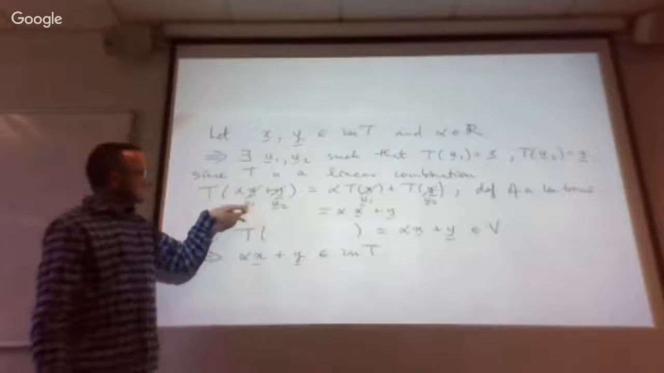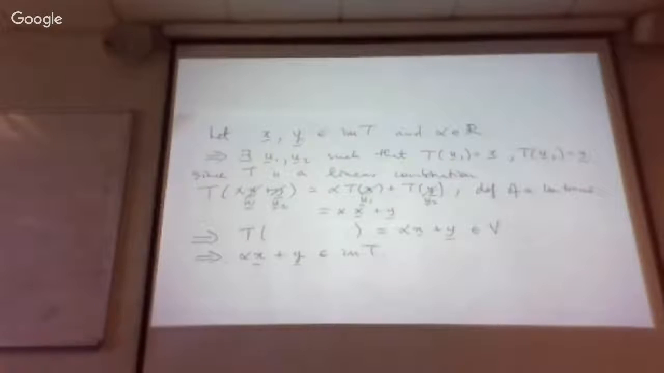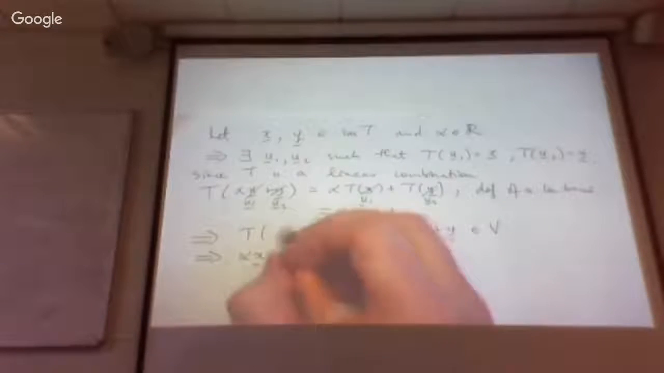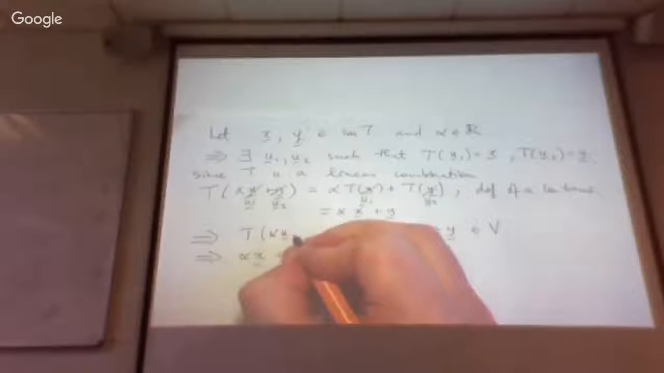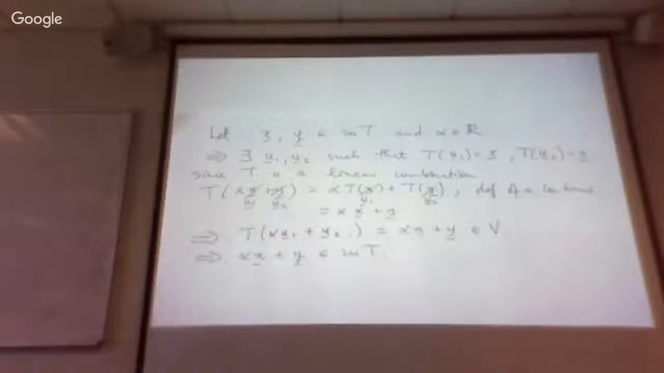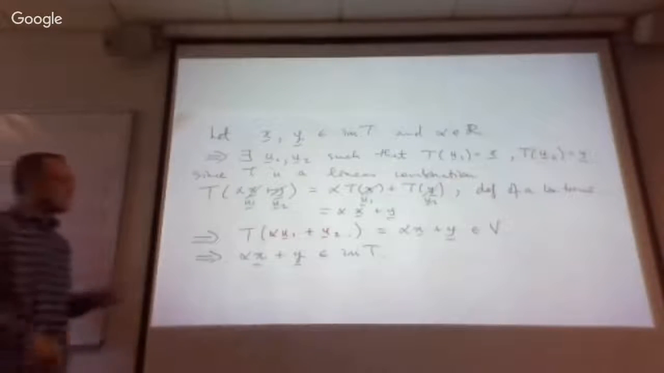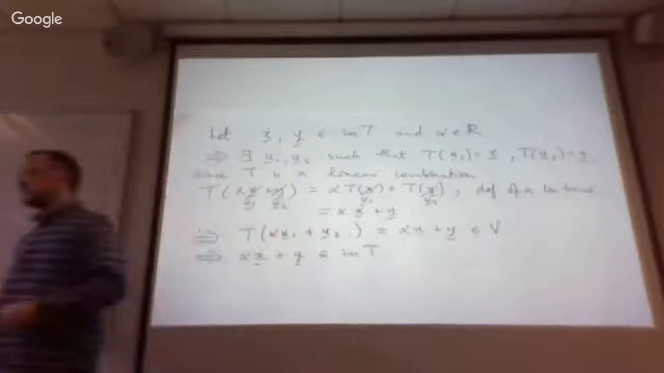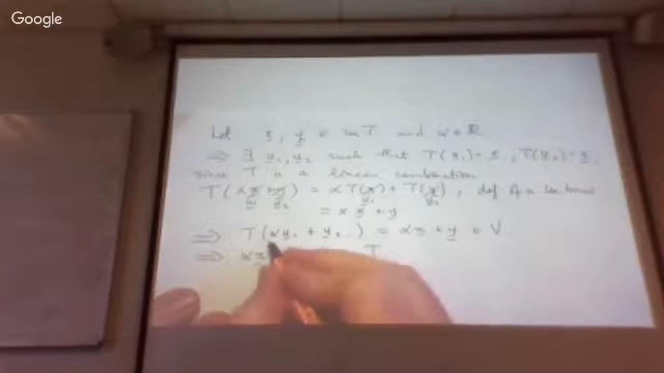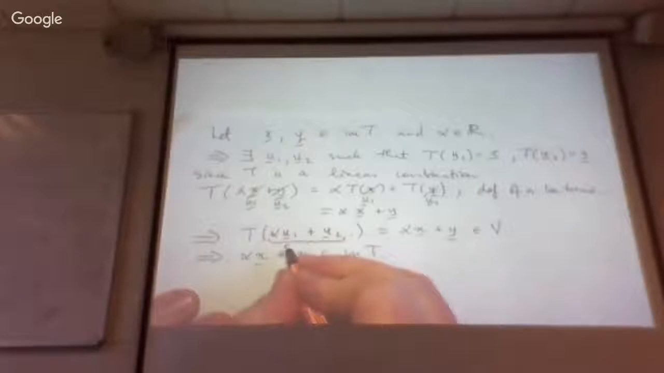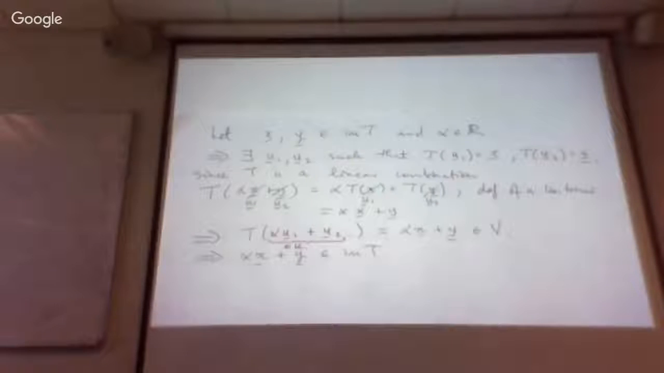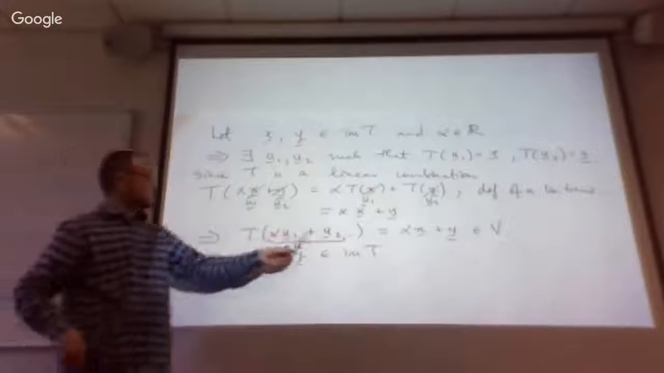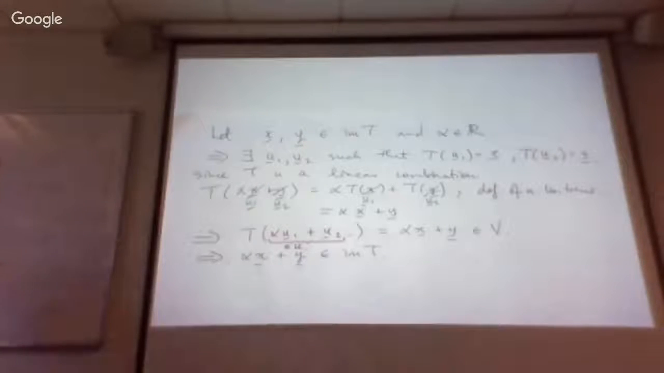So yes, there is a vector that goes in this gap. It's alpha u1 plus u2. So the fact that there is a vector from U, and that this red vector is clearly something in the vector space U, a linear combination of things from the vector space U, proves that alpha x plus y is in the image. Okay.